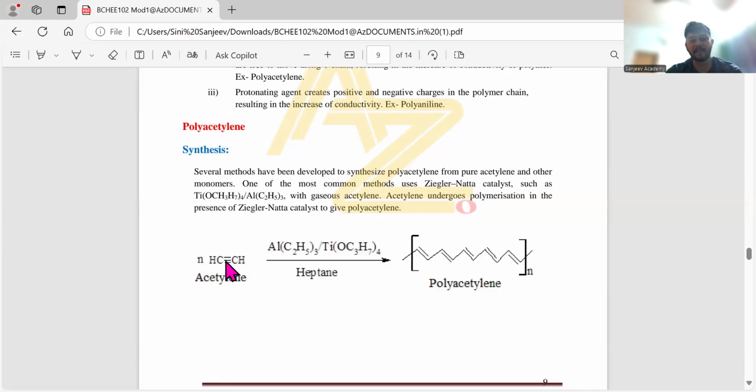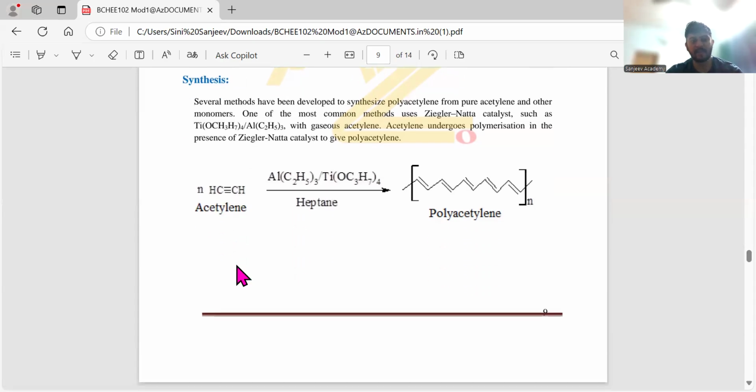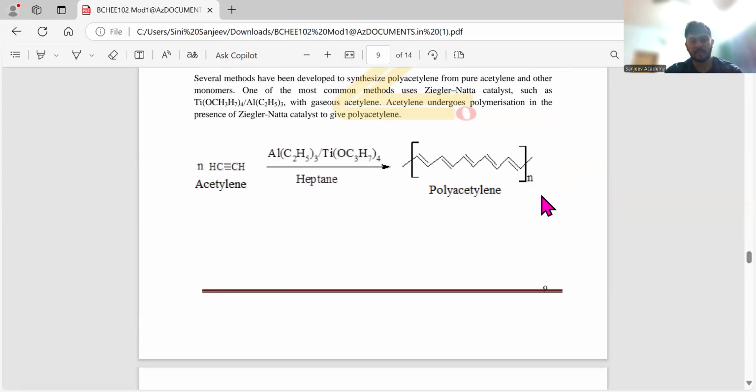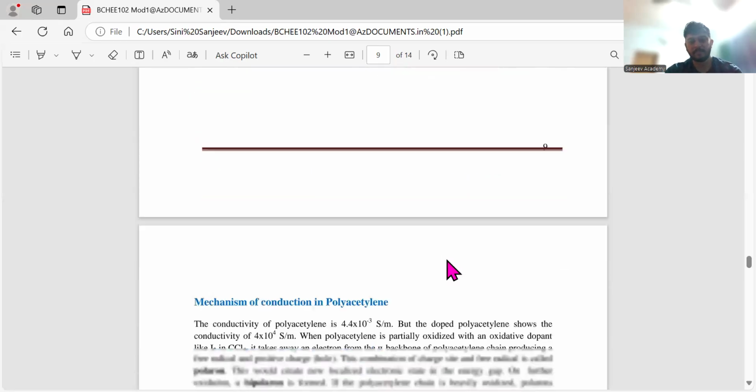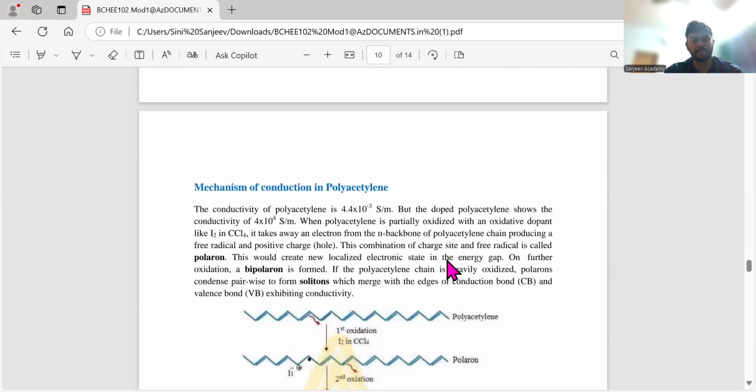This is one acetylene, without writing n, it is just acetylene, HC triple bond CH. n number of acetylene will give polyacetylene. And we just remember the catalyst name, Ziegler-Natta catalyst. Any doubt, just refer to the PDF.